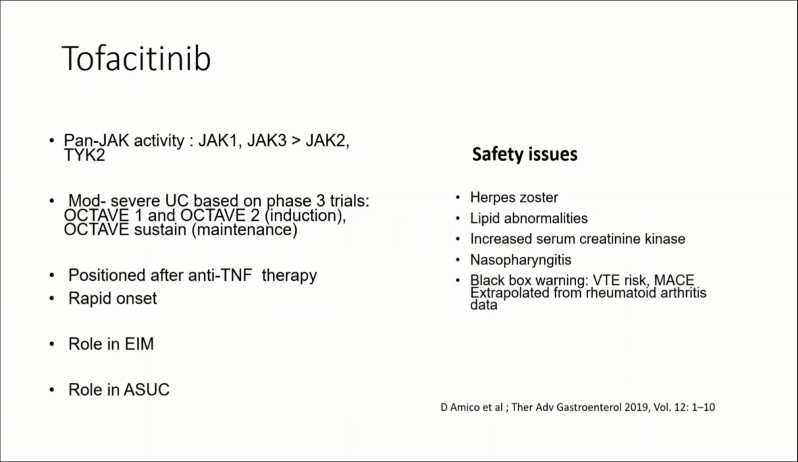Just briefly about tofacitinib, it's what we call a non-selective JAK inhibitor, and was basically approved based on OCTAVE 1 and OCTAVE 2 and then the OCTAVE Sustain trial. Now we have like 7-8 years of data on the safety and efficacy of this drug. It is basically recommended by the FDA to be positioned only if you have failed anti-TNF therapy, mainly because of safety concerns, which I have summarized on the side. The main safety concern is the cardiovascular adverse effect, and that data is coming from rheumatoid arthritis patients. Herpes zoster is an issue which probably would have stopped us from using it.